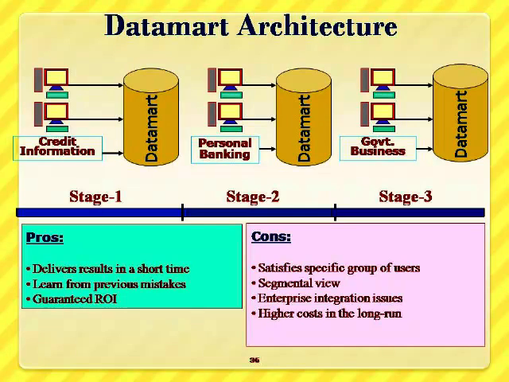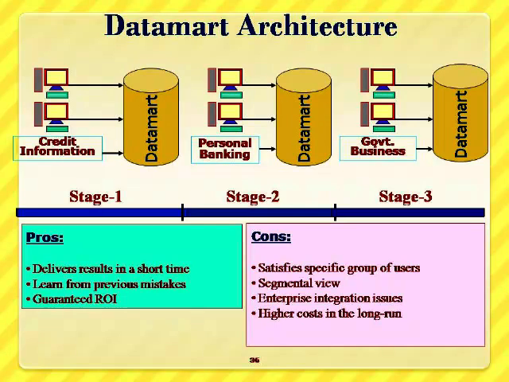What are the cons? It satisfies a specific group of users. The problem in a data mart architecture is that when I am building a data mart for a credit information system, the people in this credit information system will be well satisfied. The other segment people feel that they are being neglected. That means some kind of interpersonal relationship problems will come up.